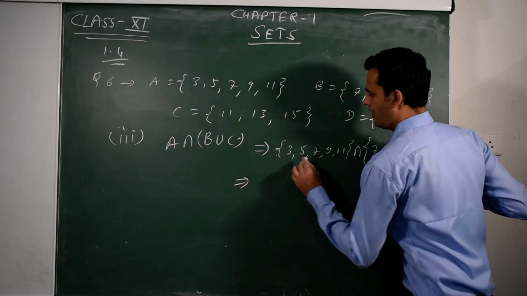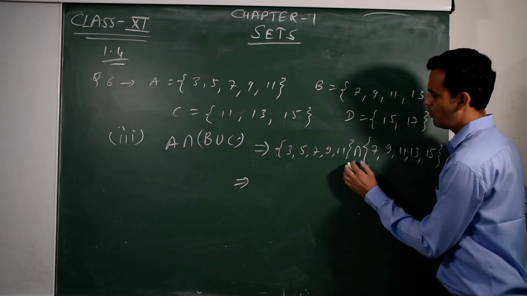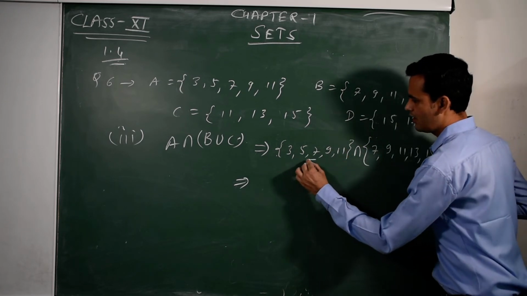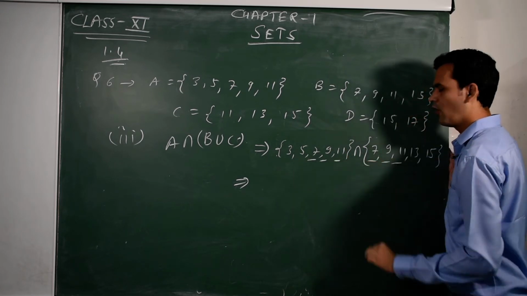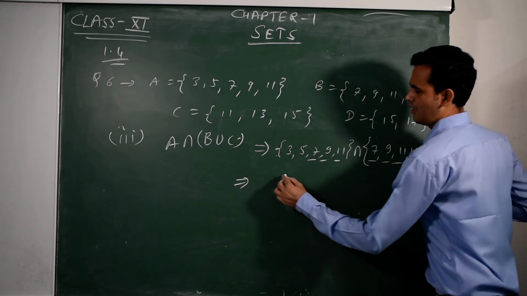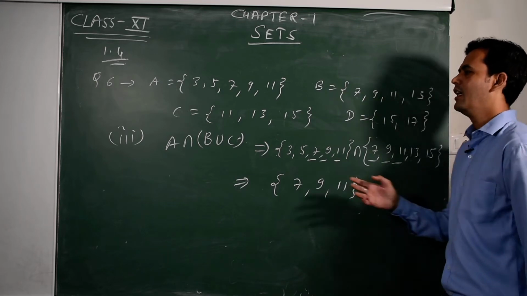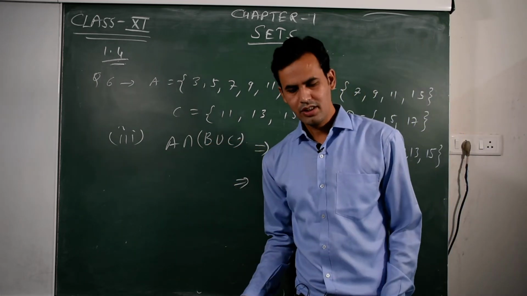Now A intersection B union C. So in intersection we write only common elements. So which are the common elements? 7, 9 and 11 are common elements in both these sets. Therefore 7, 9 and 11 is the set A intersection B union C.